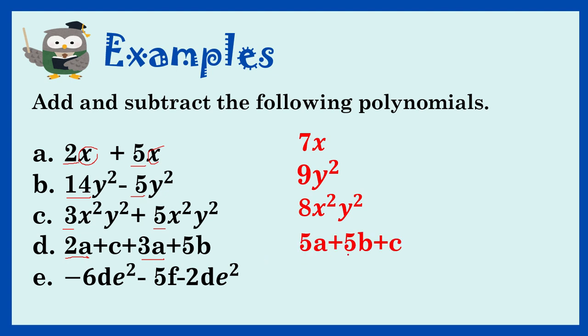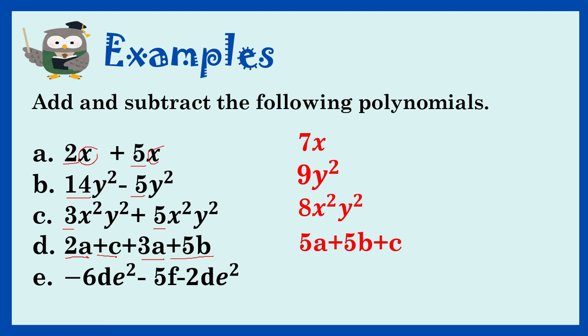And of course, your answer should be 5a plus 5b plus c. Na-reach ko na siya. So, 2 plus 3, that is 5. And then, copy the variable a. And, of course, yung 5b remain as is. Positive siya. And, of course, yung positive c. So, that's it. Ganun lang.